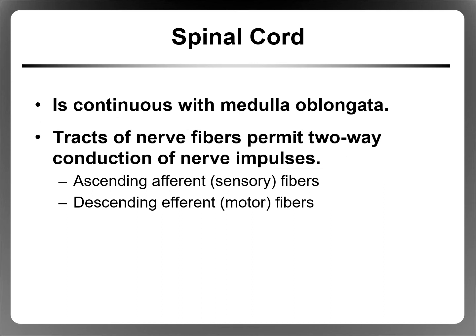Our next region is the spinal cord. The spinal cord is going to be continuous with the medulla oblongata. It has tracts of nerve fibers that permit two-way conduction of nerve impulses. There will be ascending afferent sensory fibers, which will bring sensory information from the body up to the brain, and then descending efferent motor fibers, which will send control signals from the brain down to the body and the musculature.